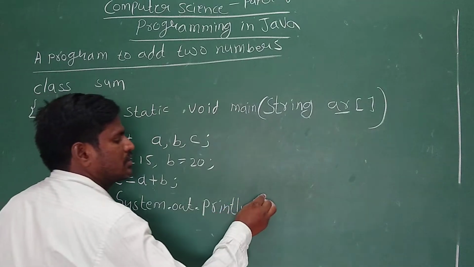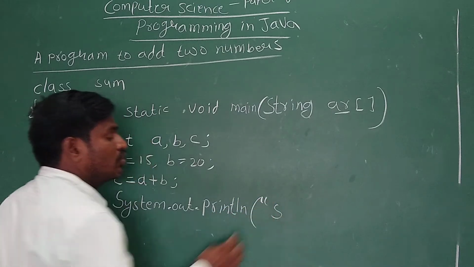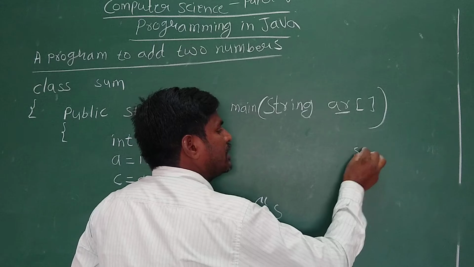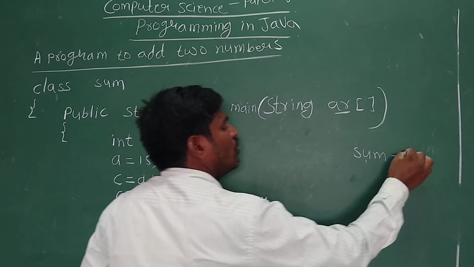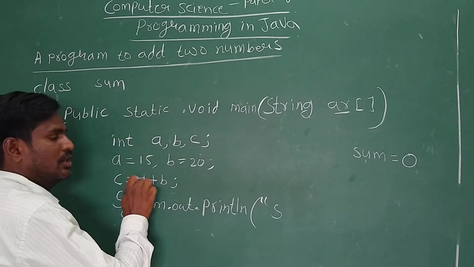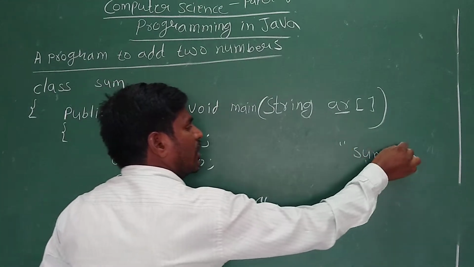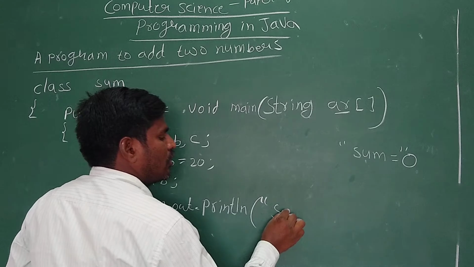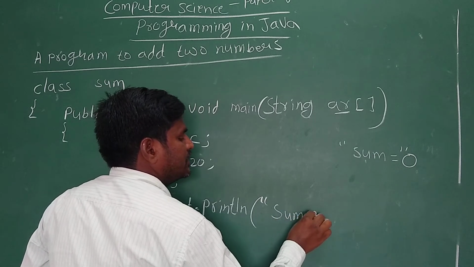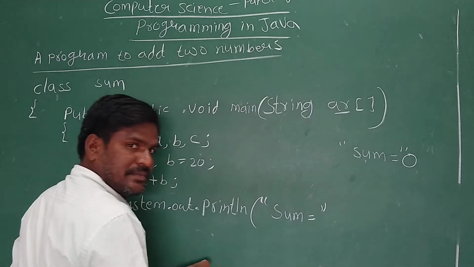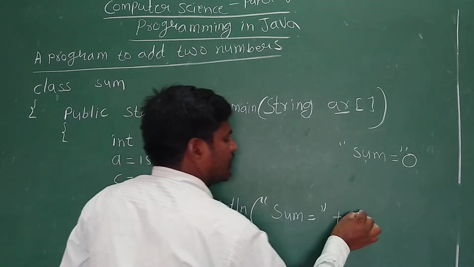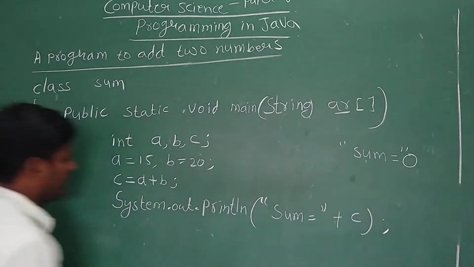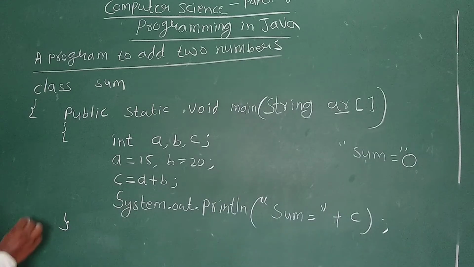So up to now, what output has been displayed? We are displaying it like this: sum is equal to, then the value of C. Sum is a string value. So "sum is equal to" plus C. Then the main method definition closes, then the class definition closes.